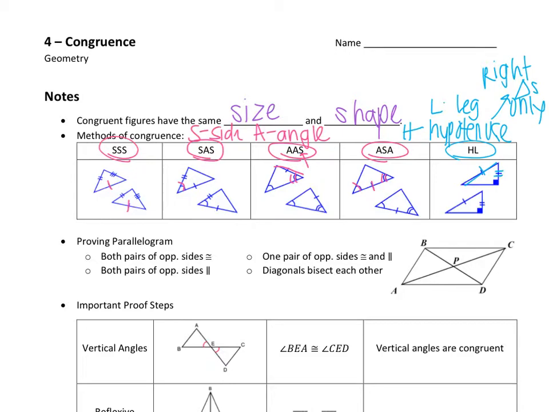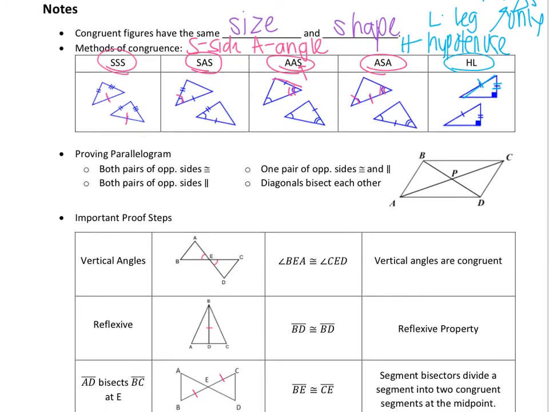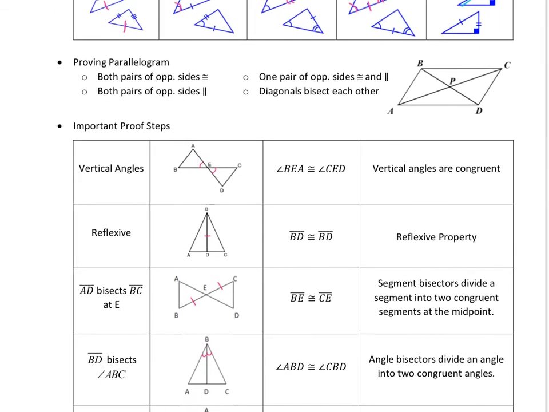We have a couple different methods for proving parallelograms. You'll see that there are some Common Core questions that ask you to prove parallelograms. These are based off of the fact that we have some properties of parallelograms. In order to prove a parallelogram, we can either prove both pairs of opposite sides are congruent, both pairs of opposite sides are parallel, or just 1 pair of opposite sides is both congruent and parallel. And then lastly, diagonals bisect each other. In other words, they cut each other in half.